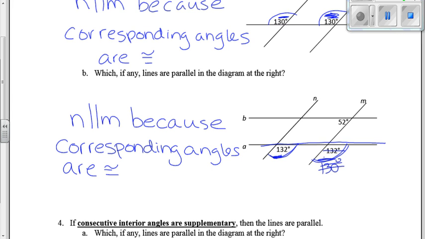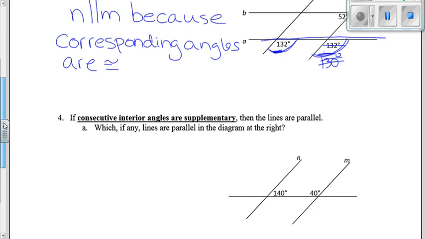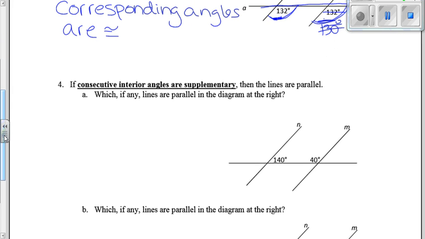Okay, let's take a look at one more. So now we're done with our congruent angle relationships: the alternate interior, the alternate exterior, the corresponding. Let's take a look at our consecutive interior angles. If you remember, when we learned about consecutive interior angles, we said that if the lines are parallel, those two angles will add up to 180 degrees.